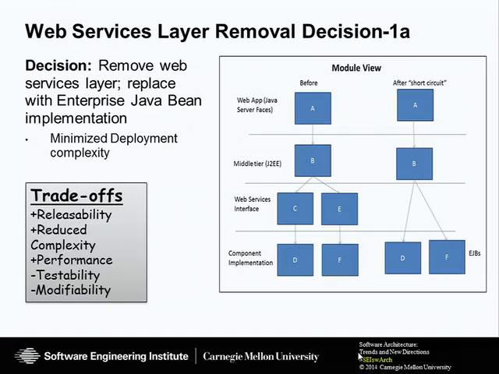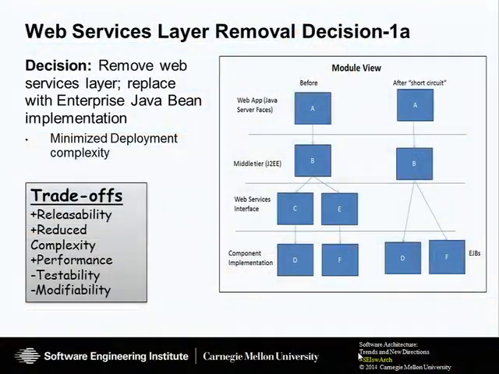Here was another decision, which was to, in a tiered architecture, remove the web services layer and replace it with Enterprise Java Beans. I show that here in a module view to give you a big picture view. The reason they did that was to minimize deployment complexity and time. In the next couple of slides, I'm going to get into the details of why this approach helped with that.